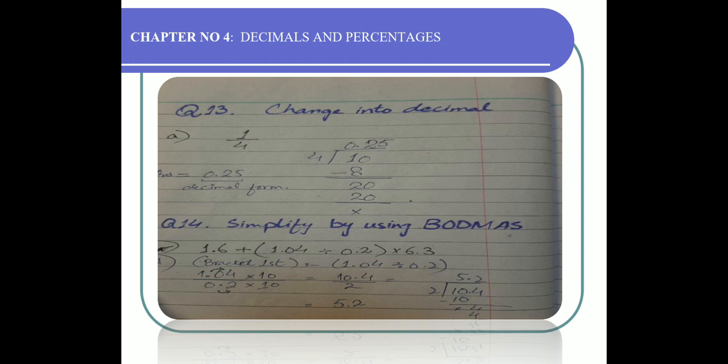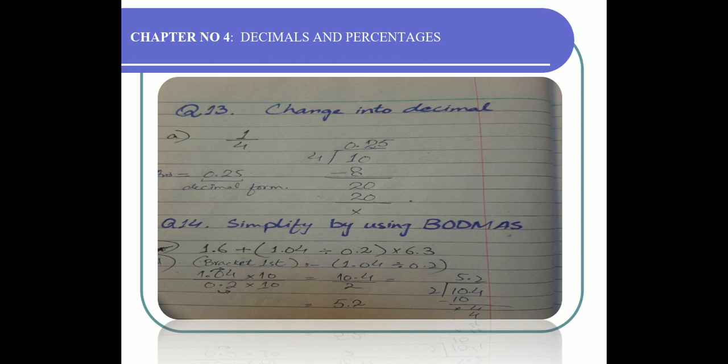4 1s are 4, 4 2s are 8, 4 3s are 12. 12 is greater, so 4 2s are 8. We are going with 2. So 10 minus 8, 2 left. The point is also present in the quotient, so place 0 with 2. What you have to do is read the table till 20, 4 5s are 20. So the answer is 0.25. It's the decimal form of 1 by 4. You have to solve the rest of the part like this.